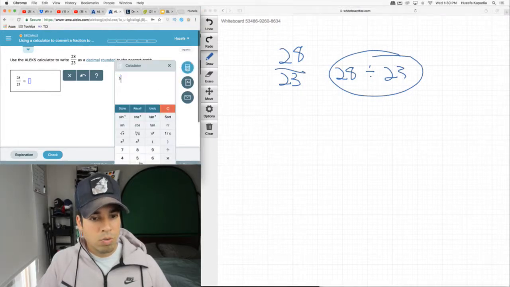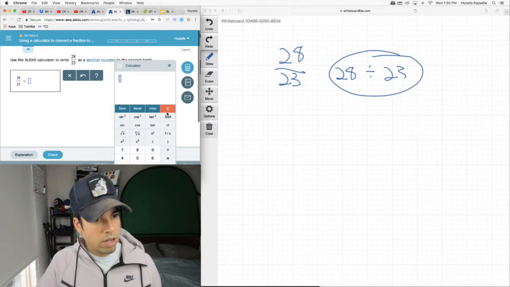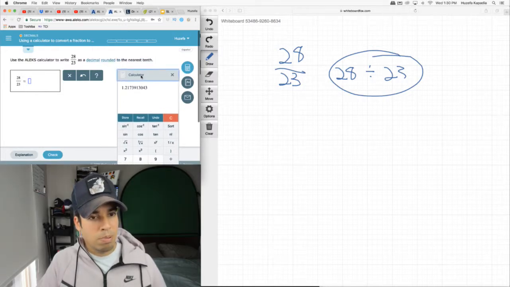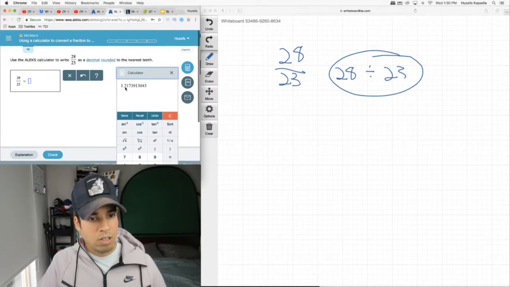So it is 28 divided by 23, and they write it just like that as a fraction. Same thing, we enter it, and we get this crazy thing here. But we have to round to the nearest tenth. Here's the nearest tenth value.